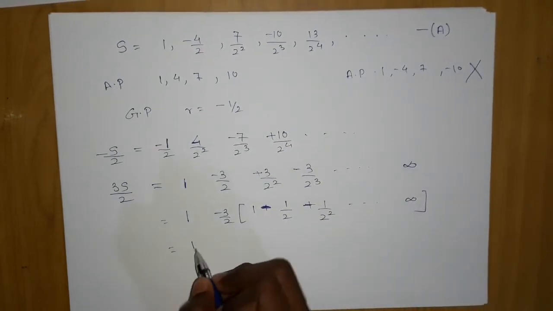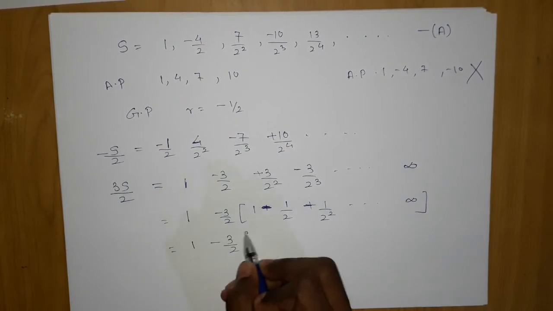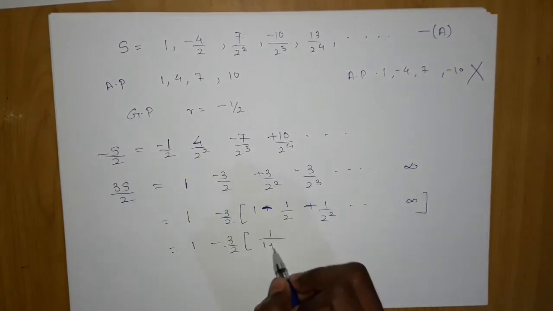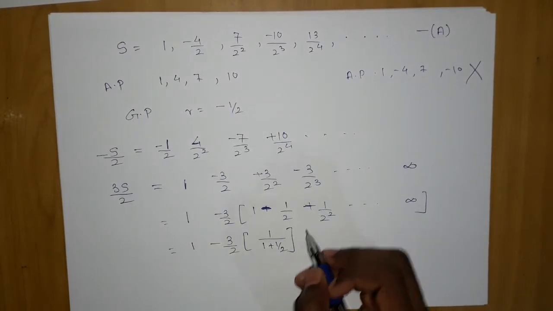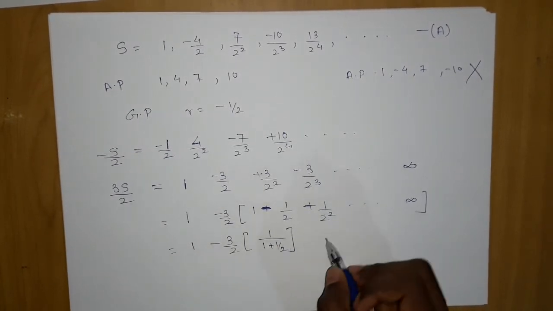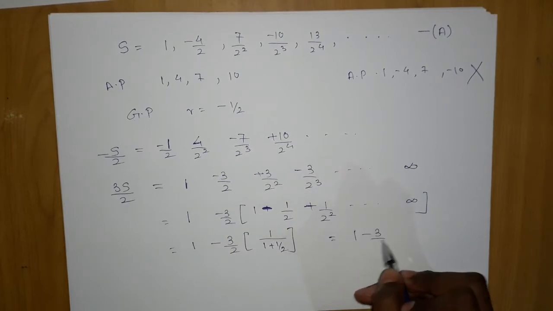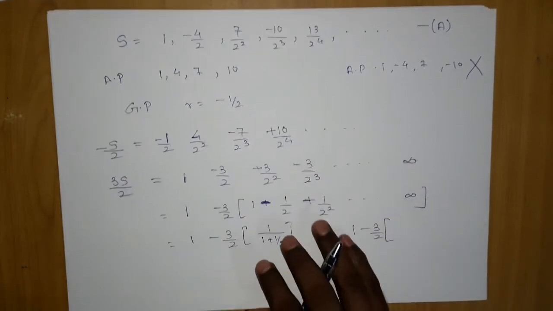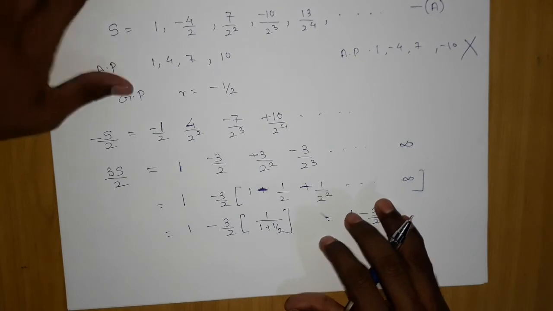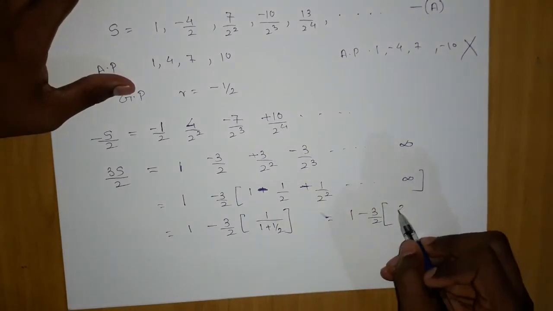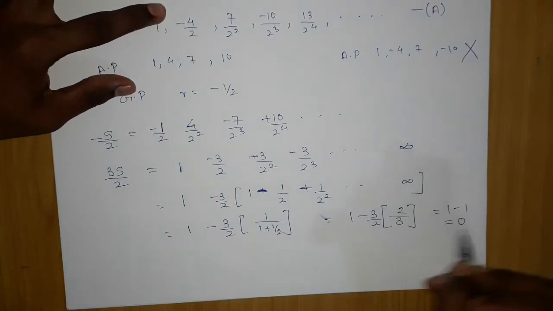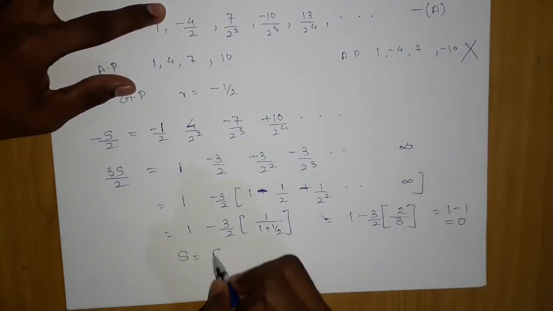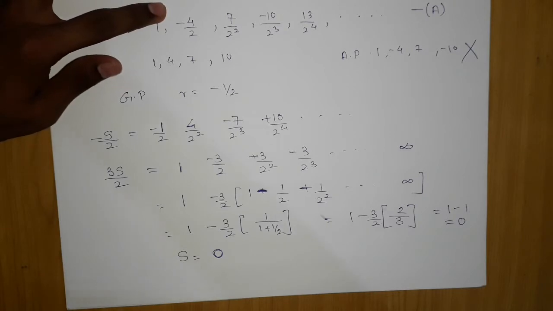Now this is the sum of infinite terms, and this is minus 3 by 2. This will become 1 upon 1 plus 1 by 2, since the common ratio is negative and minus into minus will become plus. Here this will move up, this will become 3. You can easily see 1 minus 1 is equal to 0. So S is equal to 0, and if we move it that side also, it is also 0.